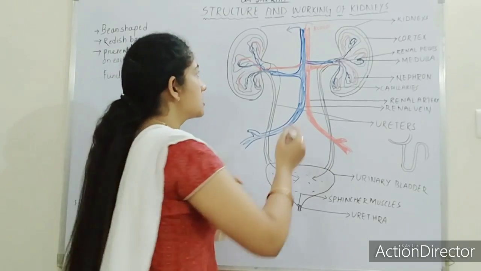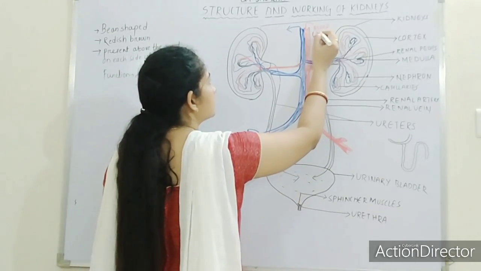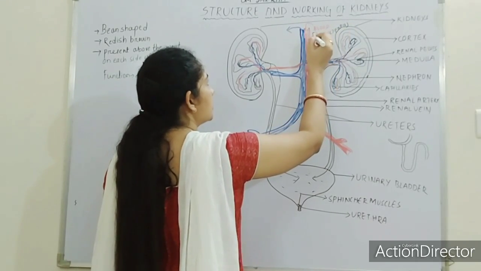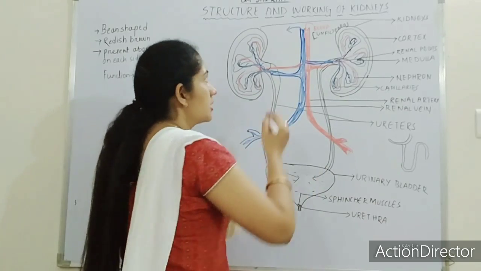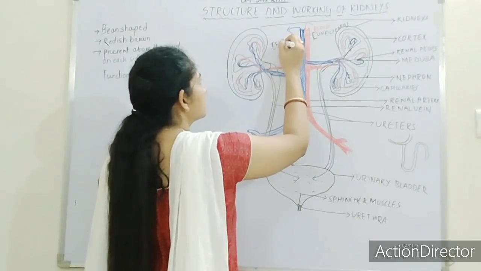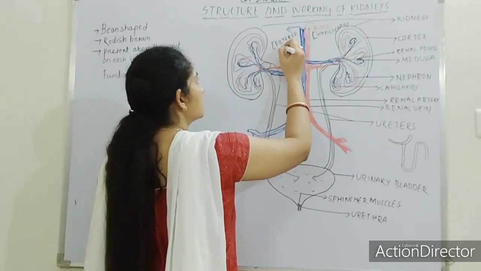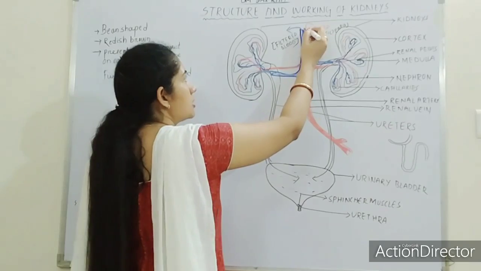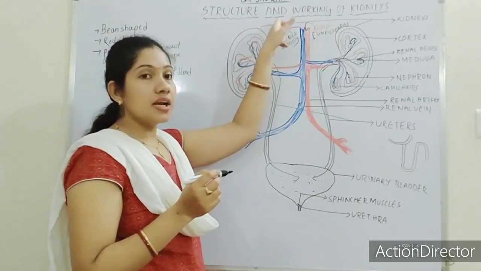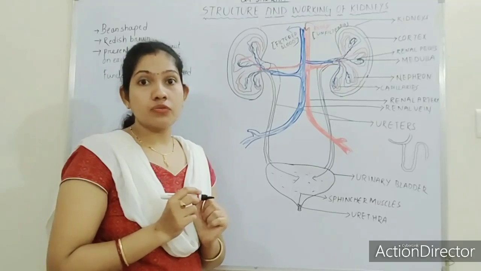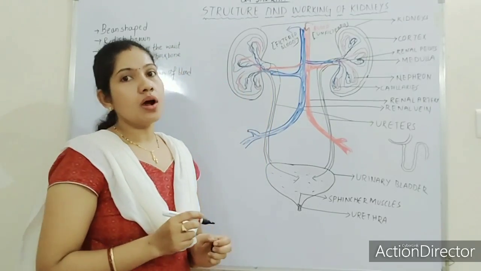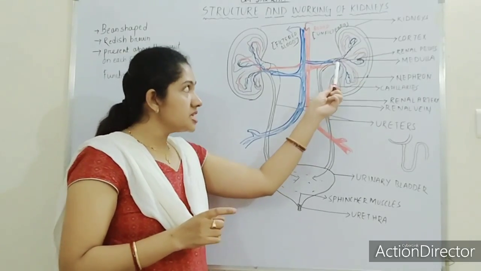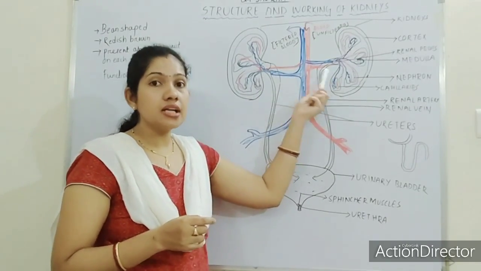Okay, this is the unfiltered blood, and this is the filtered blood. So this way the unfiltered blood will move in, and this way the filtered blood will move out of the kidney, and now it is supplied to the heart for the further purification of blood, which we will not discuss now.